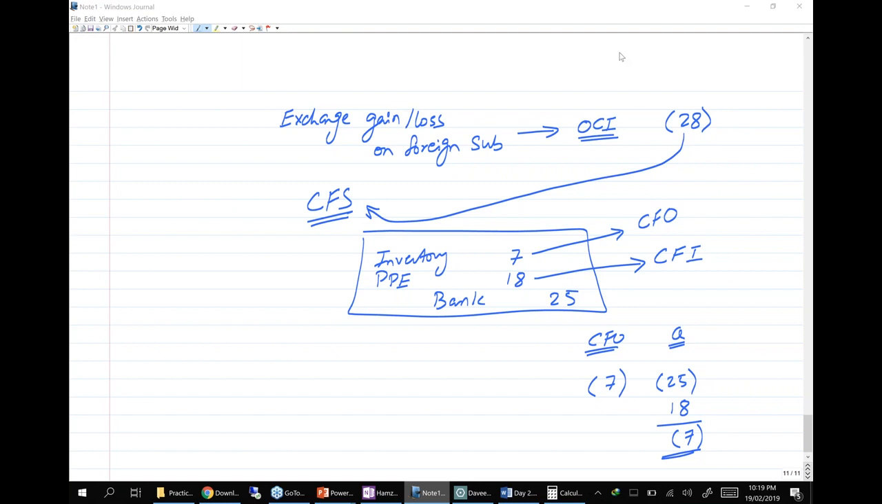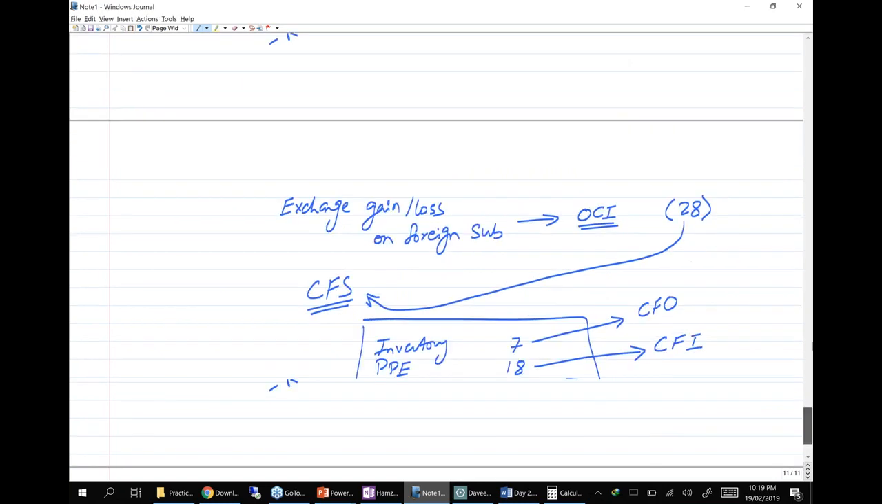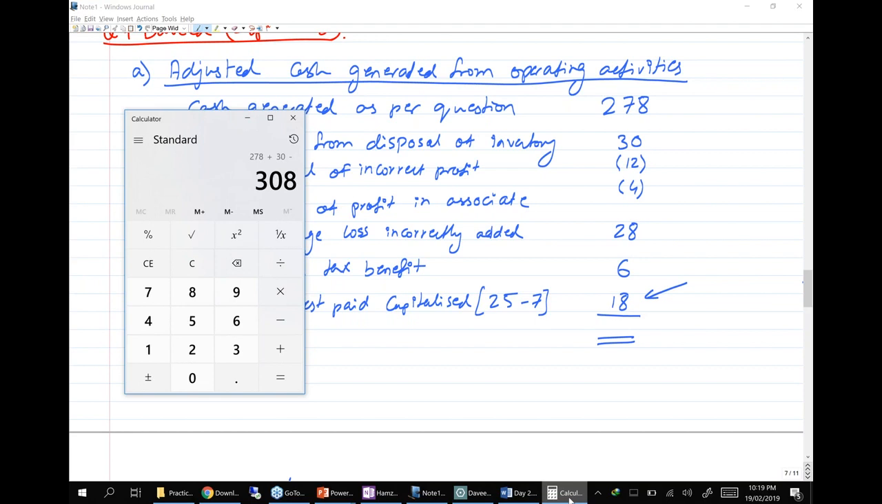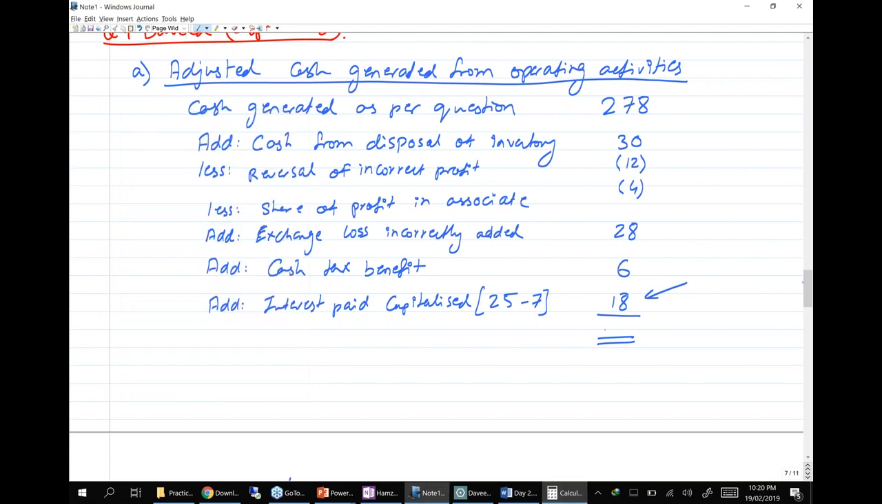So if I go back upwards, now we can calculate the values again. 278 plus 30 minus 12 minus 4 plus 28 plus 6 plus 18 is going to give us a value of 344. Thank you, Harsh. So this was the answer to the question where the requirement was an adjusted statement of net cash generated from the operating activities to correct any errors above.